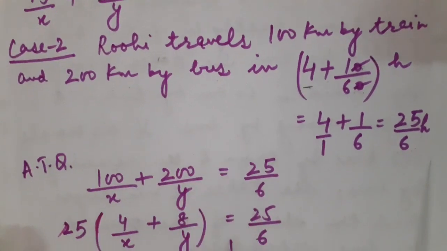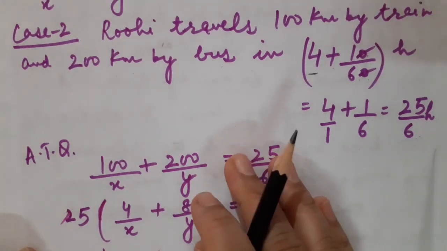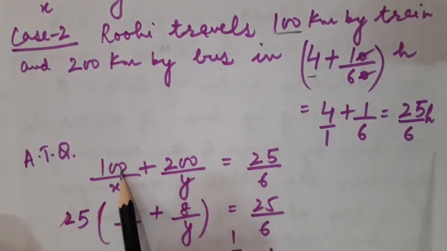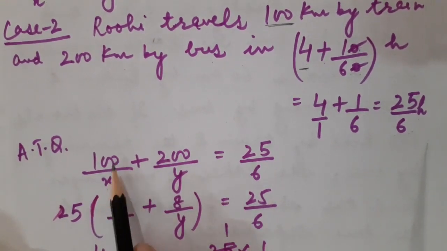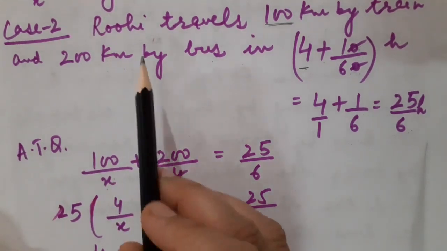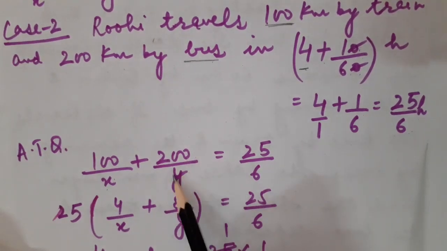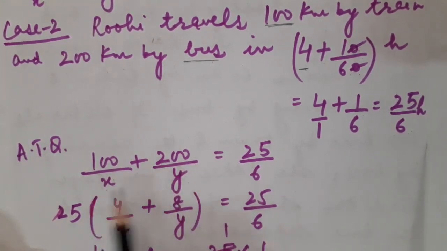Fine. Now I am going to form the linear equation for case 2. 100 kilometer is travelled by train. So this is the distance. And what is the speed of the train? That is x. So total time, that would become 100 upon x plus 200 kilometer is covered by bus. So that is 200 upon y. What is this y? y is the speed of the bus. Fine. Now what is the total time taken when the girl was going to cover the completed distance?